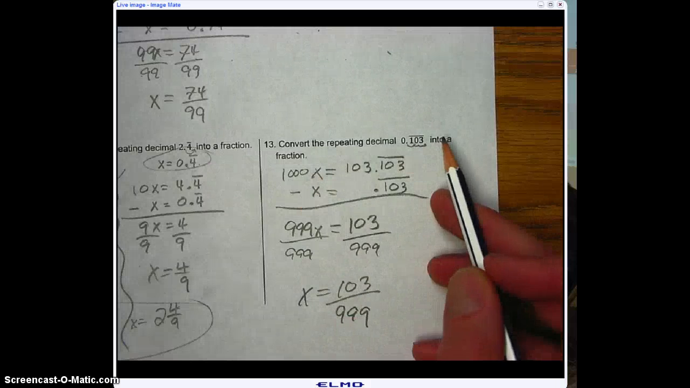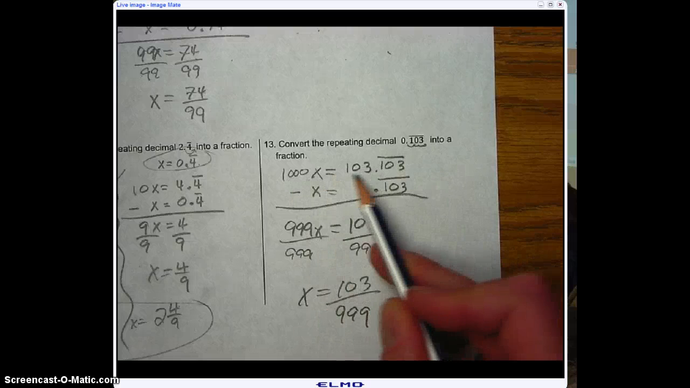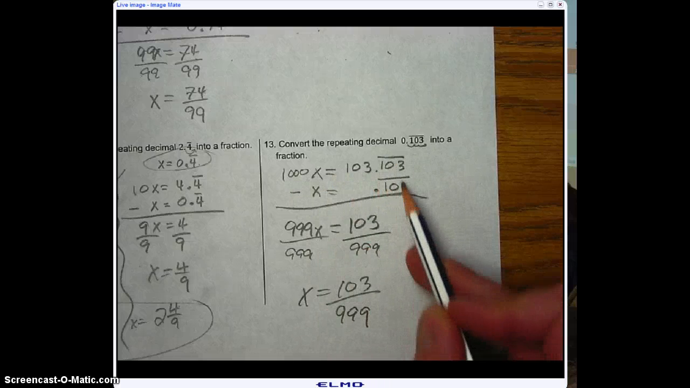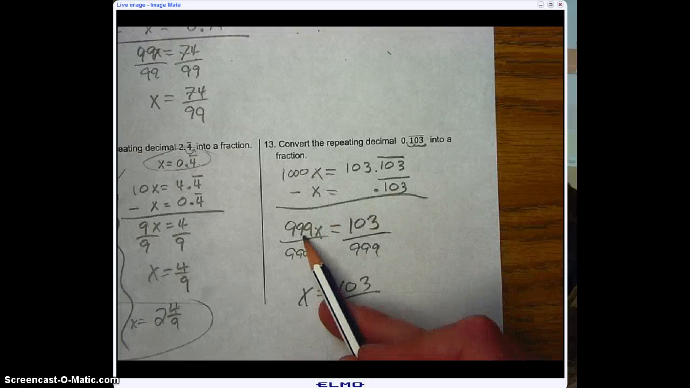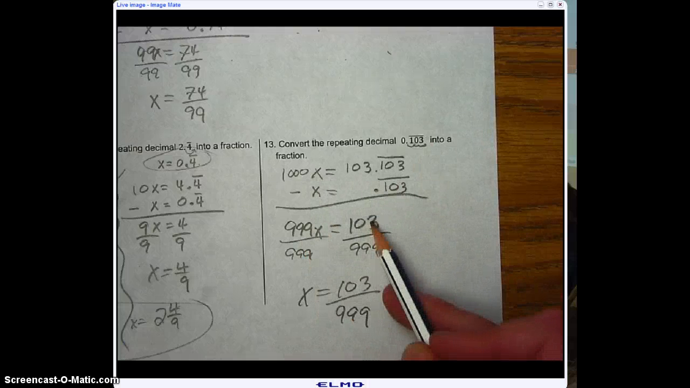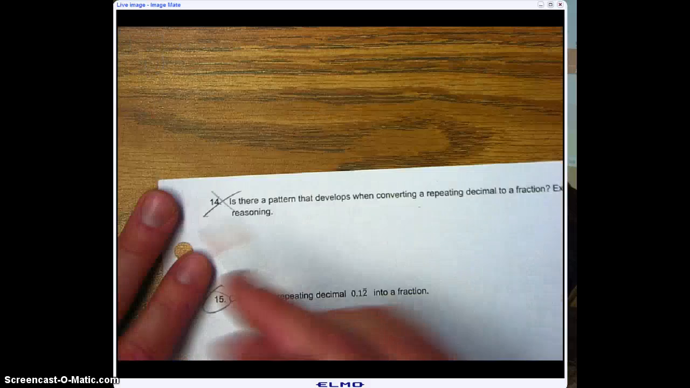All right, hopefully you realized you needed to multiply by 1,000 this time to move it 3 times. So 1,000x moves it over, so the repeating part's going to cancel because you have 3 digits repeating. 1,000 minus 1 is 999. 103 minus nothing is 103. 103 over 999. Okay, next page, again skip 14.